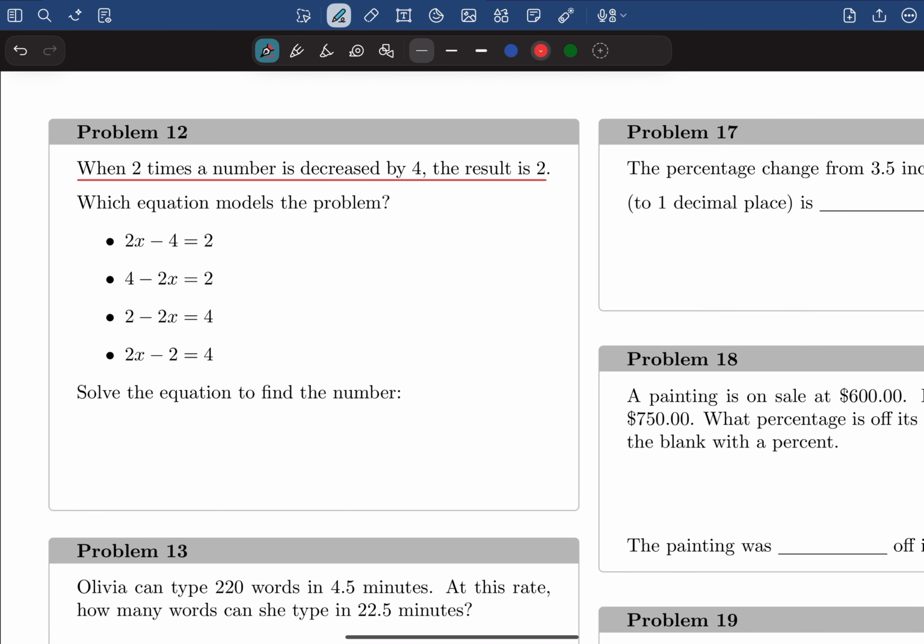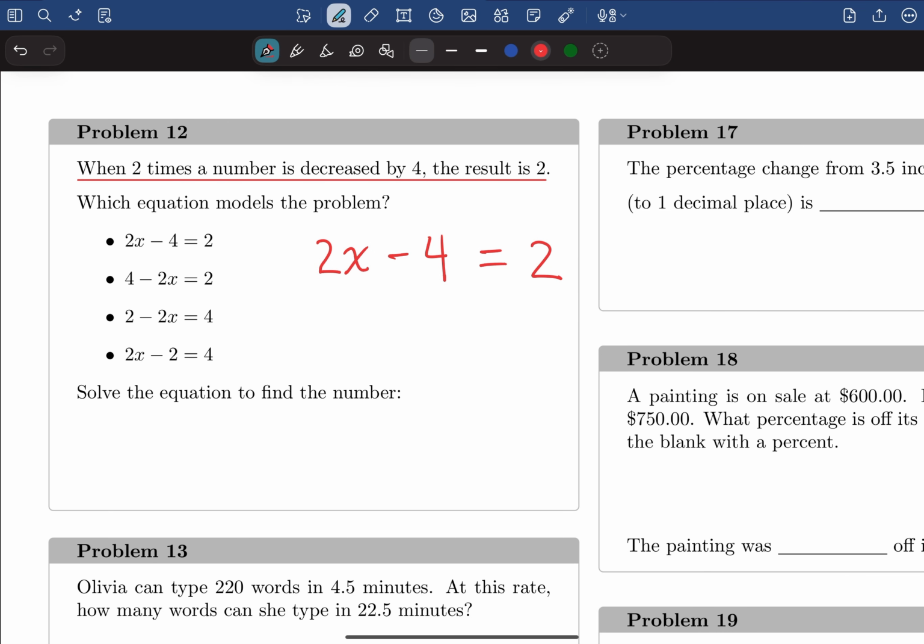When 2 times a number, let's call the number x. We'll use the variable x. 2 times that number. When it's decreased by 4, the result is 2. All right, so I just wrote the statement as I read the words, and as I did it, I turned it into a math equation. So I now know what the correct answer is. The correct answer is this first one here, because it's the one that actually matches.